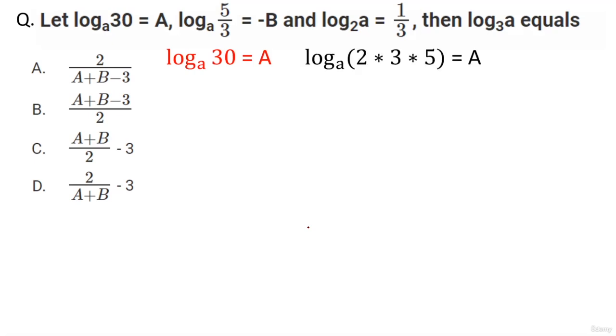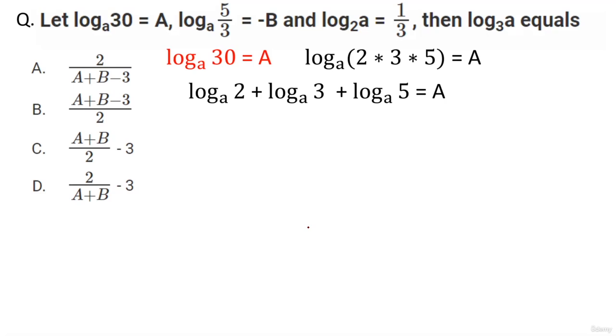Okay, so next step is to apply the first property of logs: log of ab to the base c is log of a to the base c plus log of b to the base c, right? Numbers are multiplied, logs will get added. So log of 2 to the base a plus log of 3 to the base a plus log of 5 to the base a is equal to a itself.